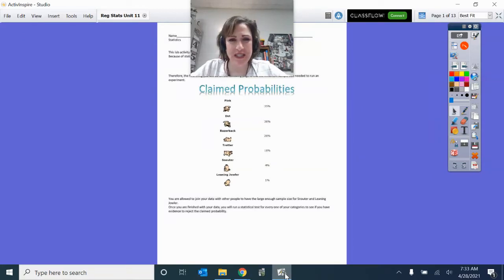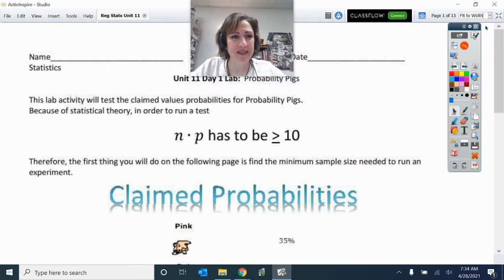All right, we're going to start some fun for the rest of statistics here. We're going to do labs, which use the statistical concepts that we have been talking about. So our first lab that we're going to participate in is probability pigs.